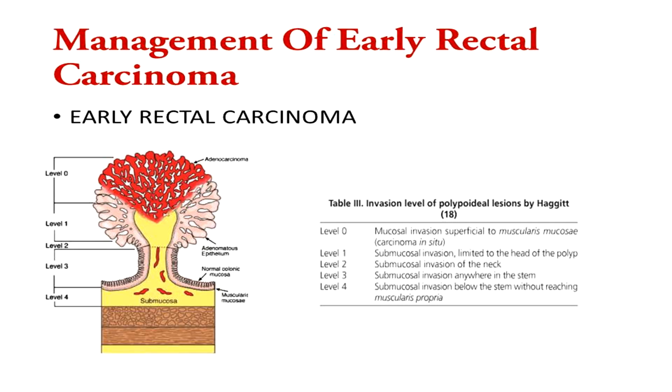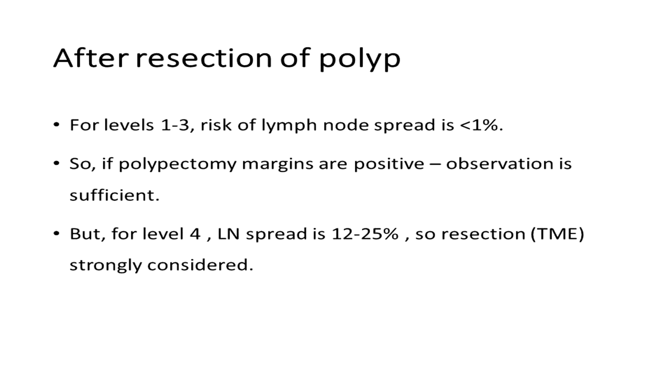The classification, remember this name, Haggitt's classification. Okay, so for level 1 to 3, the risk of lymph node spread is only 1%. That's why your transanal excision is sufficient. But the moment it goes beyond that, the patient will require a TME. इतना सब basic चीज़ याद रखो, ठीक है?